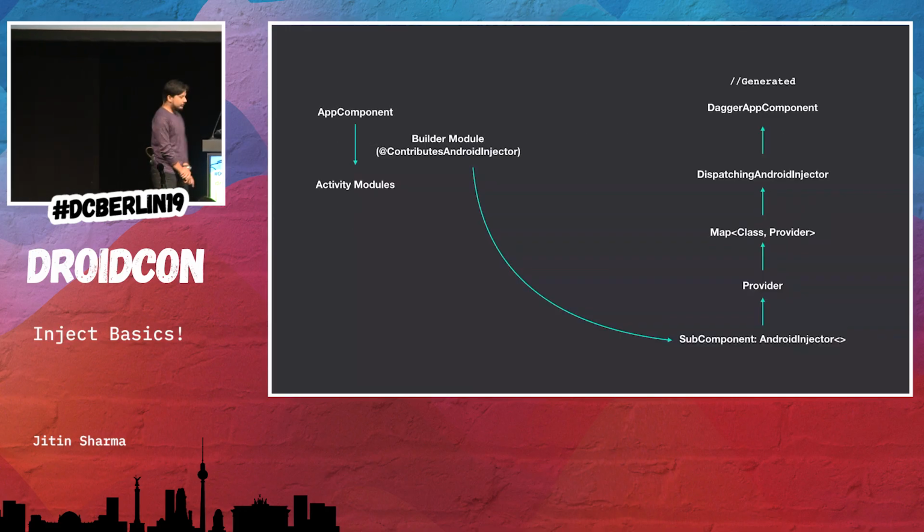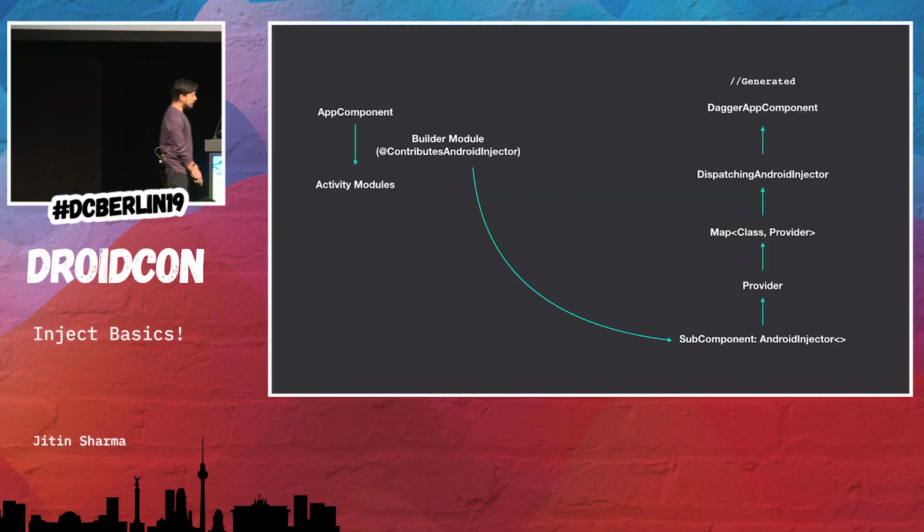Now, if we come back to when we built the component, we had a builder module which was contributing an Android injector, where we bound the activity. So what happens whenever you create a ContributesAndroidInjector? What Dagger does is it internally creates a submodule.